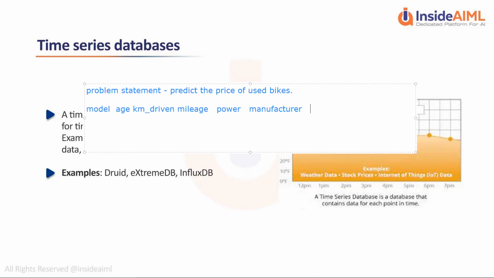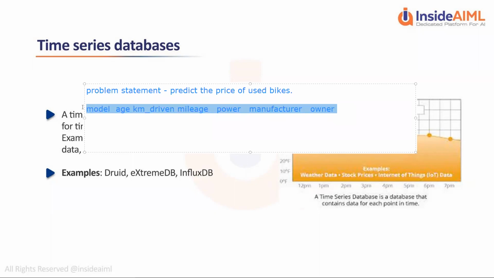Similarly, you are going to look for the owner. Is it the first owner? Is it the second owner? Is it the third owner? And so on. So you need to collect all this information first of all, right? We need to collect all this information.